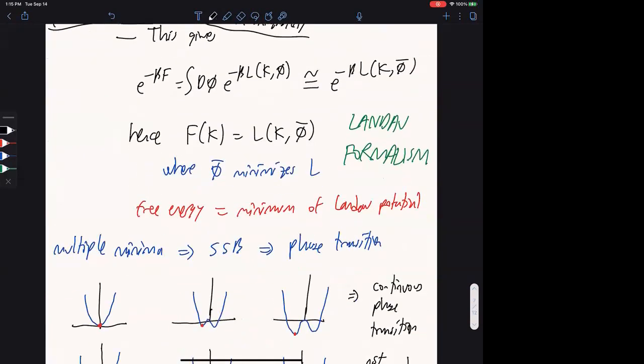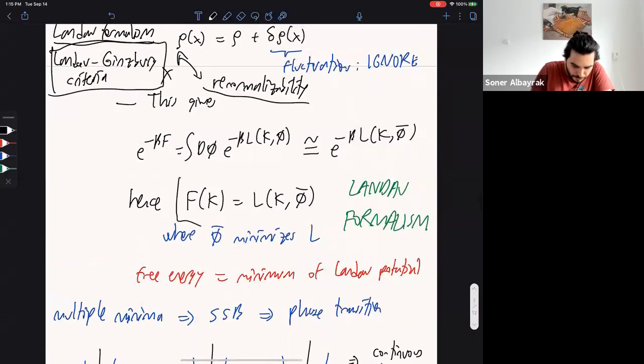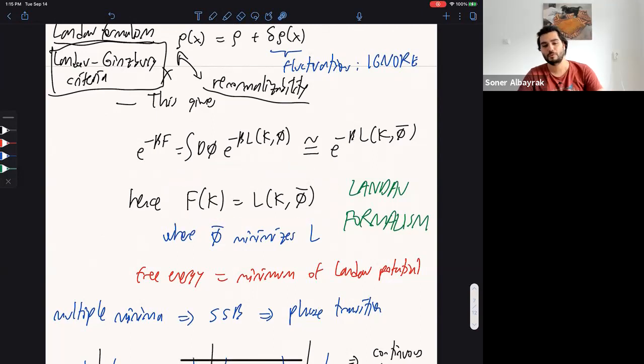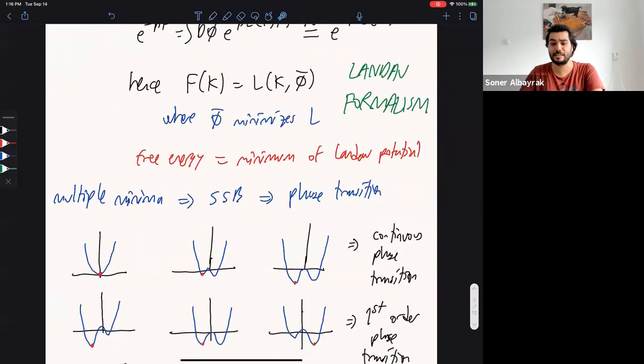Okay. So, yeah. Long story short, the free energy is, okay, let me take it back. The free energy is the minimum of the Landau functional. Okay, Landau potential. Good. But yeah, we said we want to get some non-analyticity to describe the phase transitions. And we can get non-analyticity if the minimum of the Landau potential is degenerate. So if we have multiple minima, then we can get some non-analyticity.